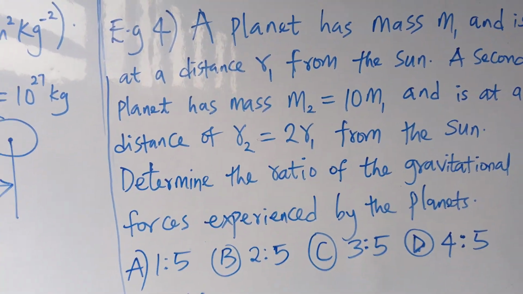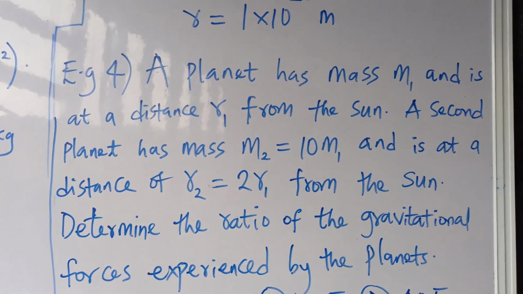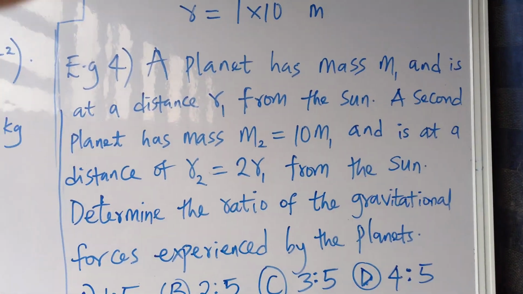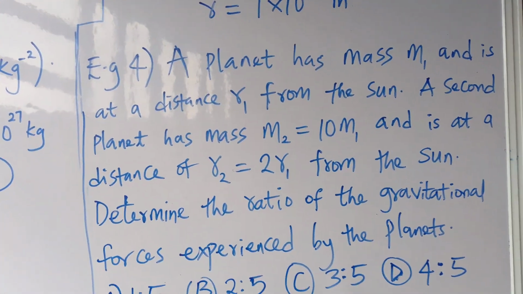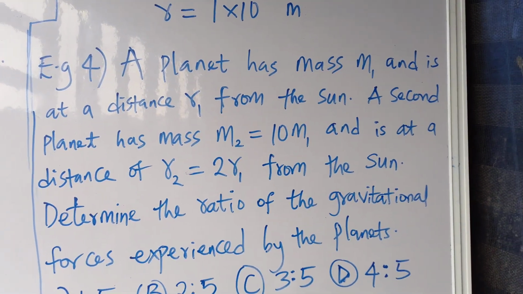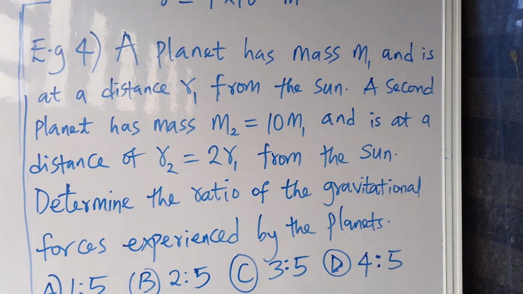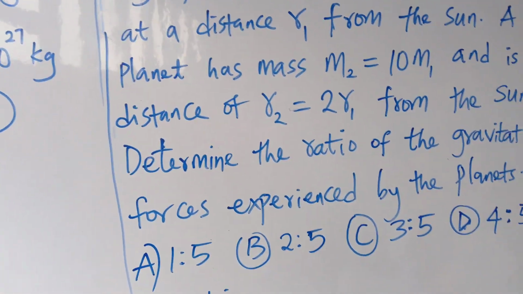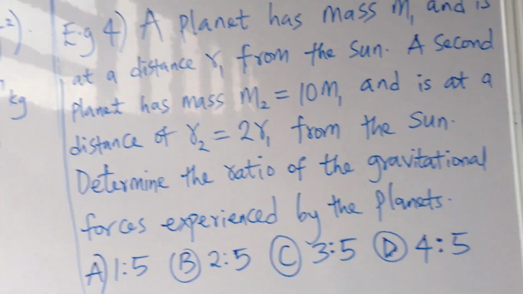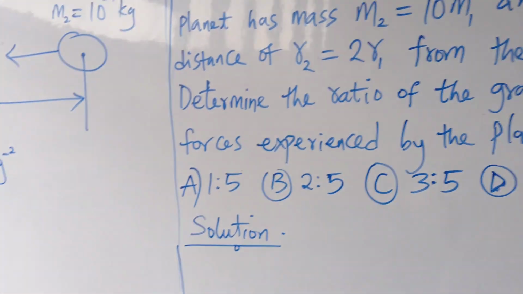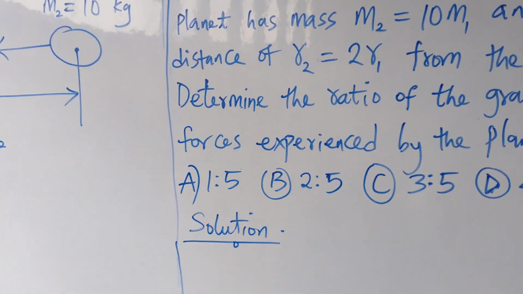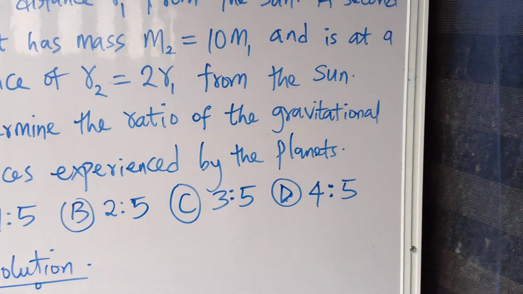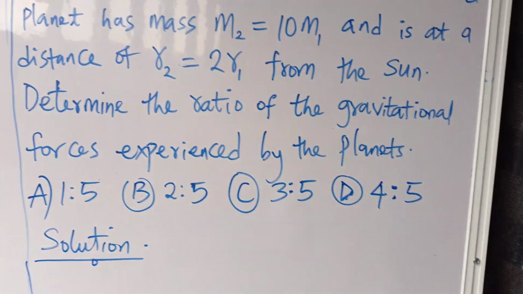Alright, we have another question on the board. It says a planet has mass m1 and is at a distance r1 from the sun. A second planet has mass m2 equals 10 m1 and is at a distance of r2 equals 2 r1 from the sun. Determine the ratio of the gravitational forces experienced by the planets. The options are A, 1:5, B, 2:5, C, 3:5, and D, 4:5.